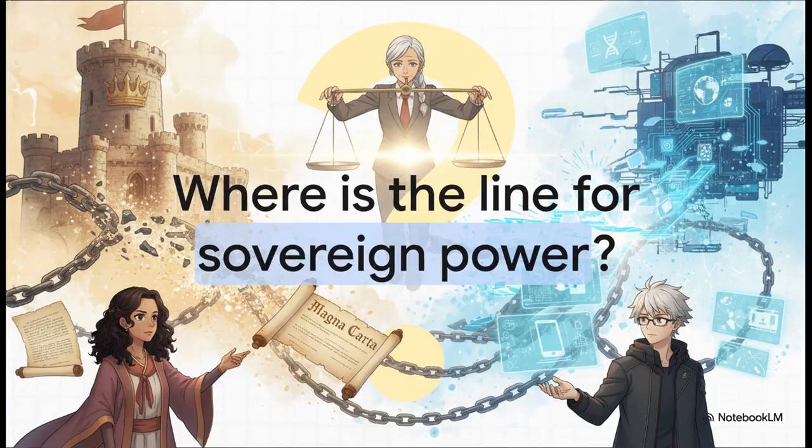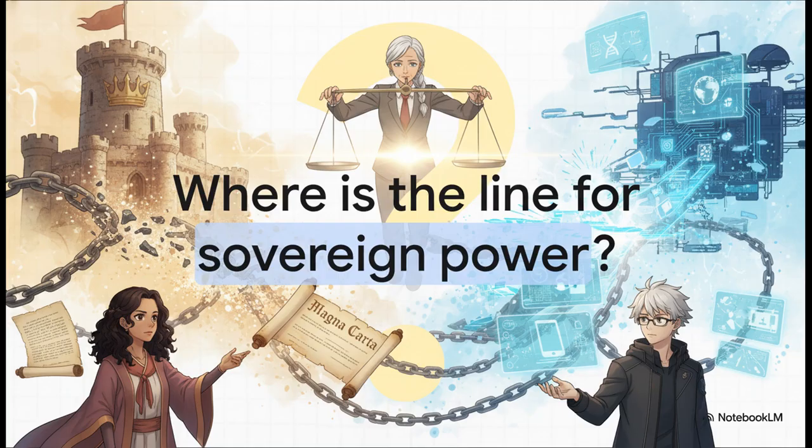Which leaves us with this final, really vital thought. The liability of the state has undeniably evolved. We've gone from the historic, absolute immunity of the king can do no wrong, all the way toward a system of rigorous constitutional accountability. But here's the thing. The state's footprint is expanding every single day, into our digital lives, into public health, into global commerce.